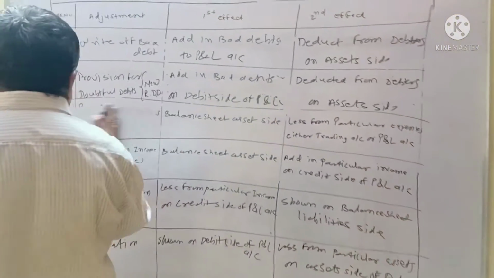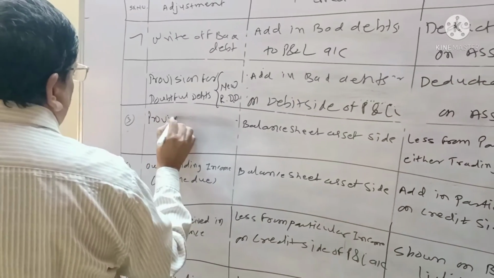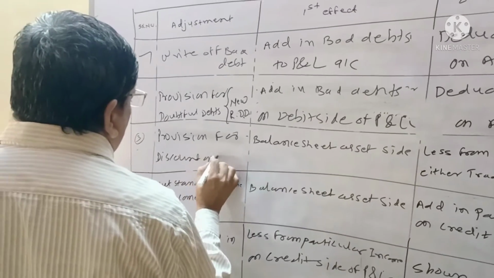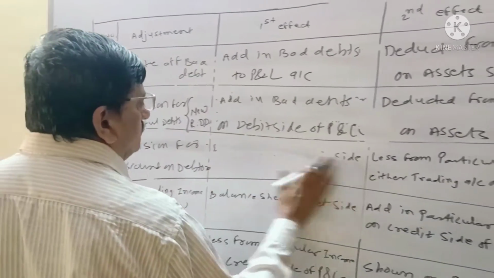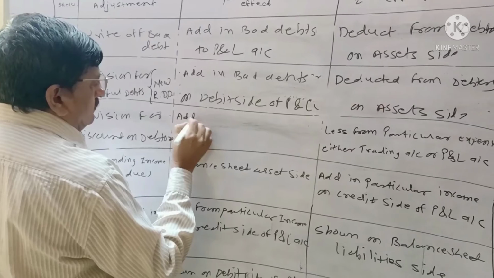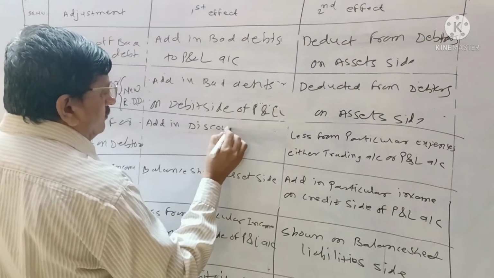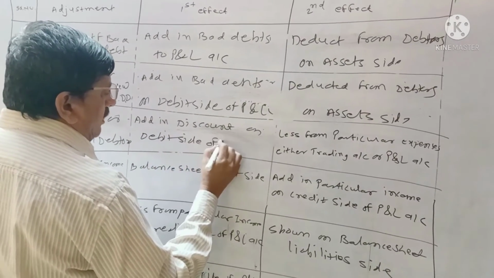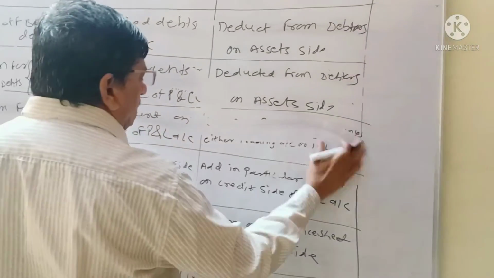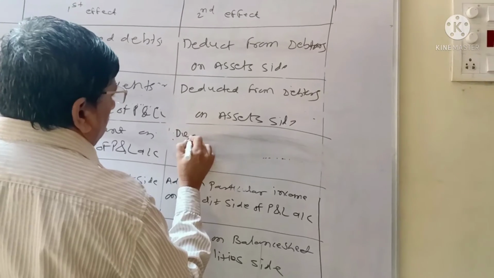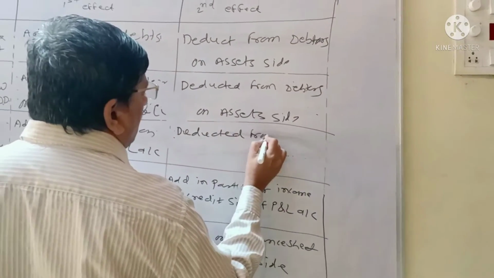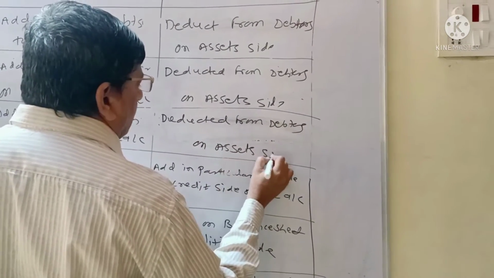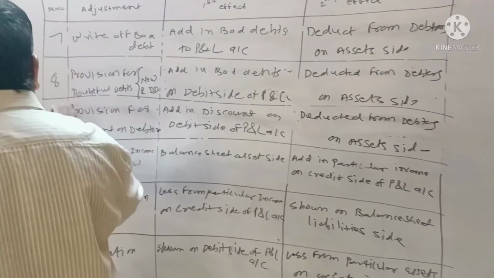Then provision for discount on debtors: add it to discount on the debit side of the profit and loss account, and it is also deducted from debtors on the asset side. This is number 8, this is number 9.